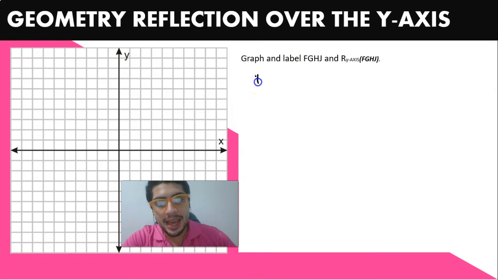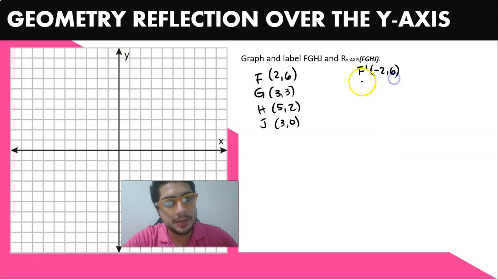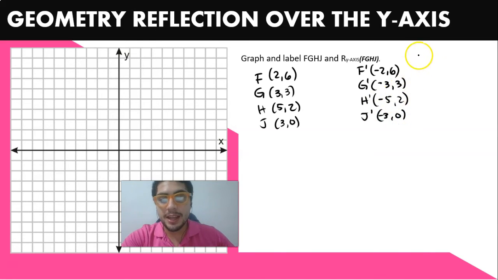Okay, so now we had FGHJ, our initial quadrilateral, at (2, 6), (3, 3), (5, 2), and (3, 0), correct? And we also had the reflection, which was F' at (-2, 6), G' at (-3, 3), H' at (-5, 2), and J' at (-3, 0). So let's look for those points on our coordinate plane.